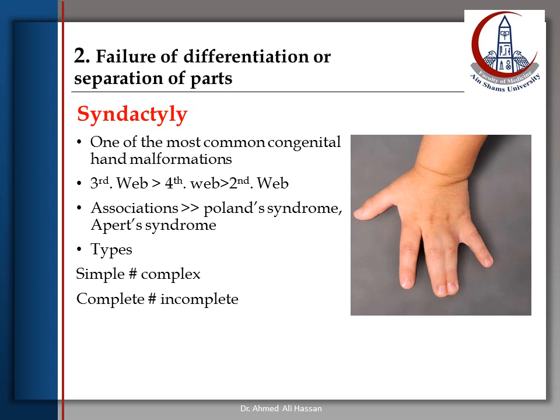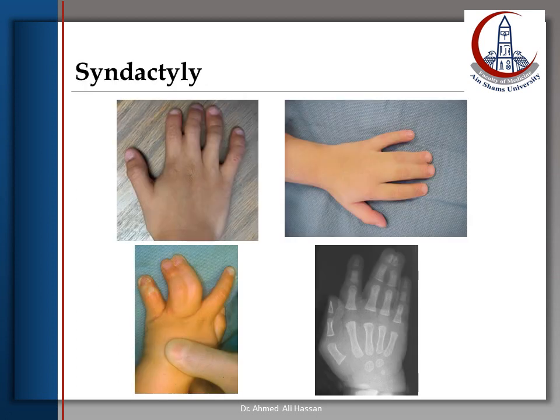The types of syndactyly are simple syndactyly or complex syndactyly. Simple syndactyly is when the two digits are attached through soft tissue only, while complex syndactyly has osseous attachments or osseous fusions between the two digits. The other types are complete or incomplete. In complete syndactyly, the whole digits are fused or attached, while incomplete syndactyly is when a variable length of the digits is attached.